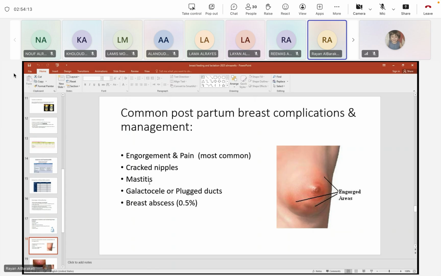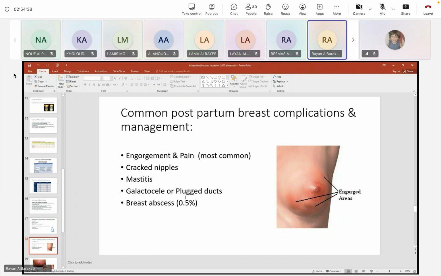Mastitis, this is like cellulitis. Remember that mastitis is infection of the skin of the breast. So usually if there's infection, it means antibiotic. Infection means fever, so we'll give antibiotic. And pain, so we will give paracetamol, Brufen, anti-inflammatory medications.